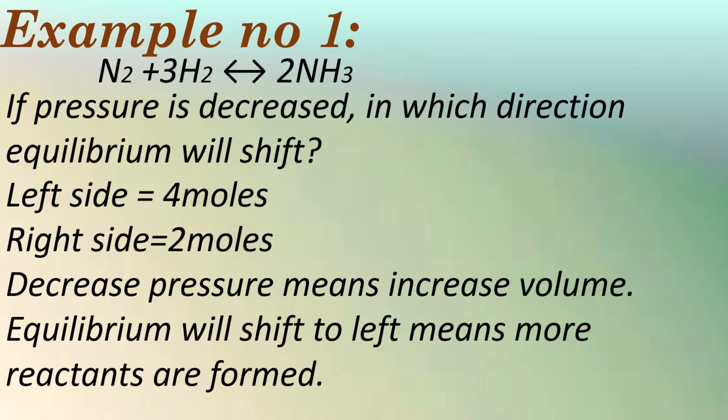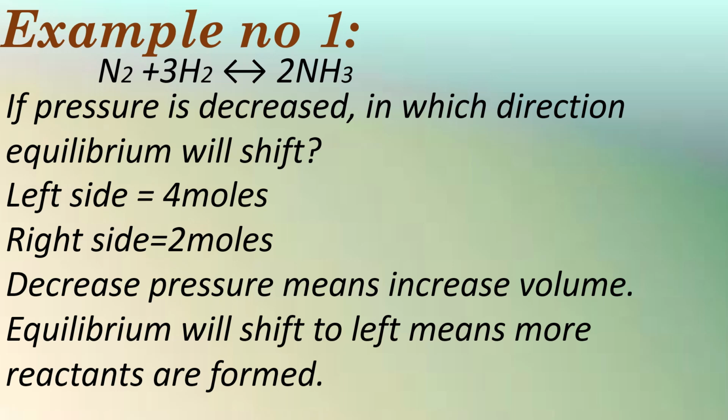As we know that pressure is inversely proportional to volume, that means if pressure decreases, volume increases. If pressure increases, volume decreases. Here pressure is decreased, we have to find in which direction equilibrium will shift. Left side there are 4 moles, 1 mole nitrogen and 3 moles hydrogen, total 4 moles. Right side 2 moles of ammonia. So there are more moles on the left side and fewer moles on the right side.